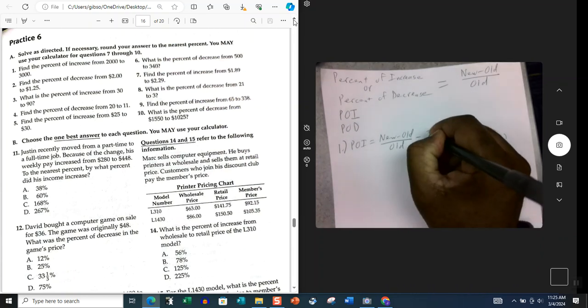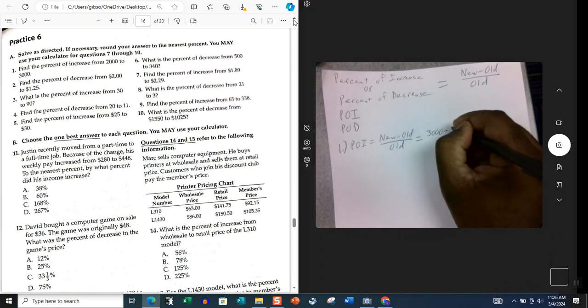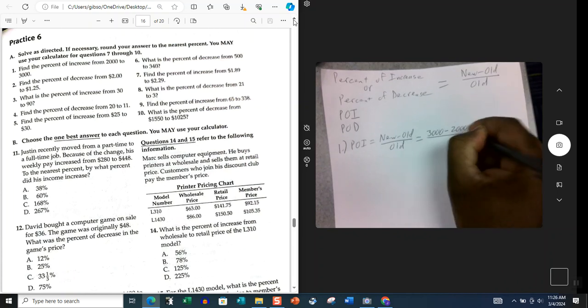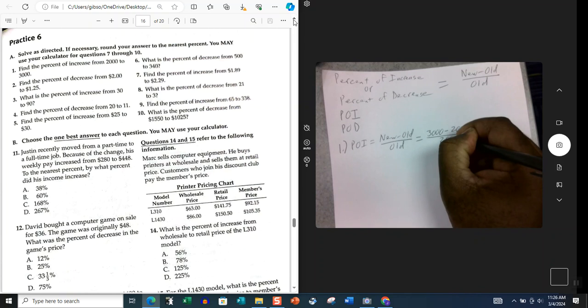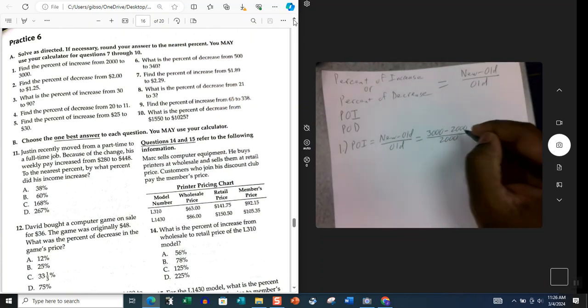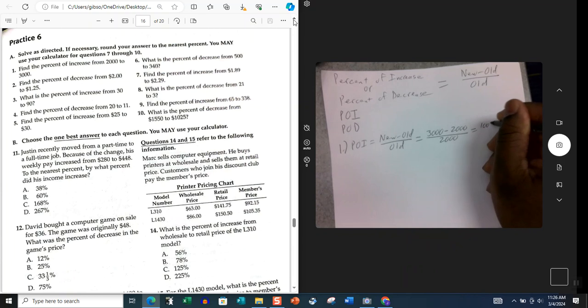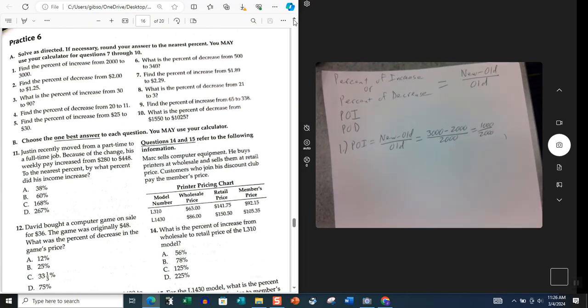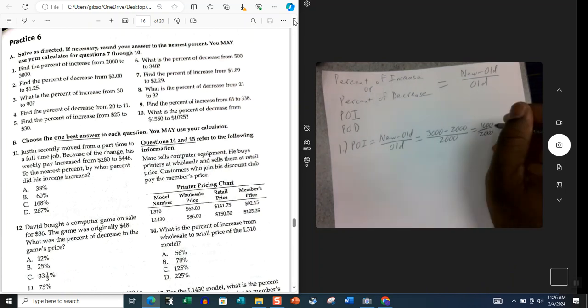So now it says here we want to increase from 2,000 to 3,000. So 3,000 would be the new value. The old value would be the 2,000. And we would divide it by the 2,000. So now 3,000 minus 2,000 is 1,000. And we'll bring over our 2,000. Now we know 1,000 divided by 2,000. We know we could divide both of these by 1,000. And that would give us 1/2.